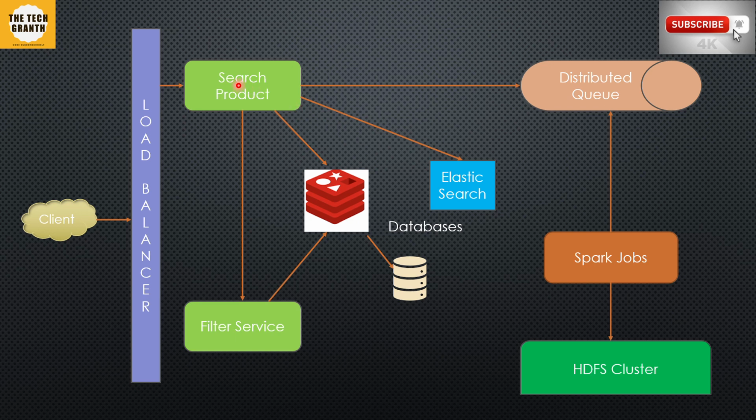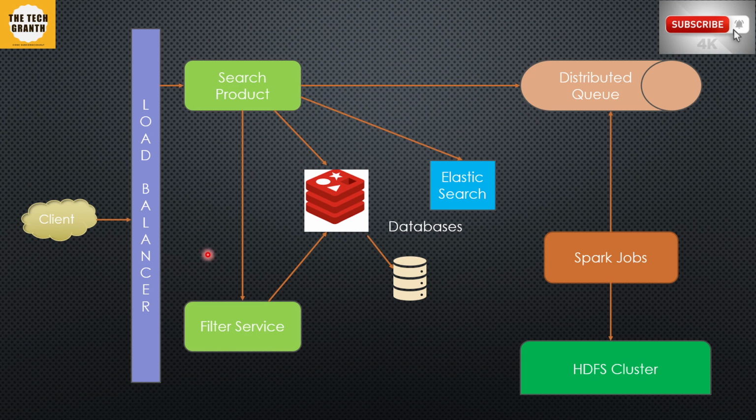Now, once we have retrieved the data from either the cache, the database, or the Elasticsearch, this product search should pass on the result to a filter service. What this filter service will do is check whether that particular product can be delivered to the user or not. It can happen that we have a product that is present in our cache and in our database, but that product is available only for someone who is in Bangalore. It cannot be delivered to someone who is residing somewhere in Delhi, for example.